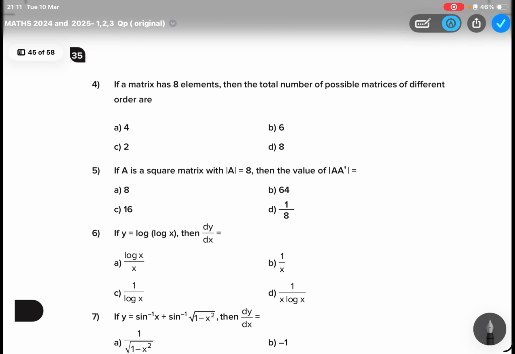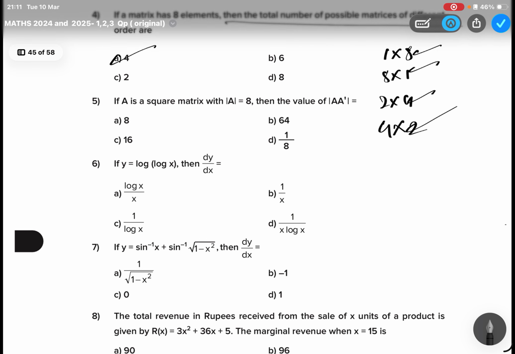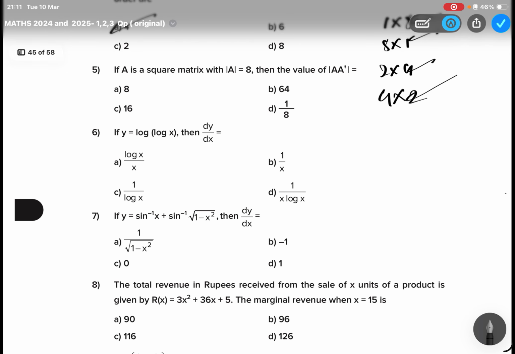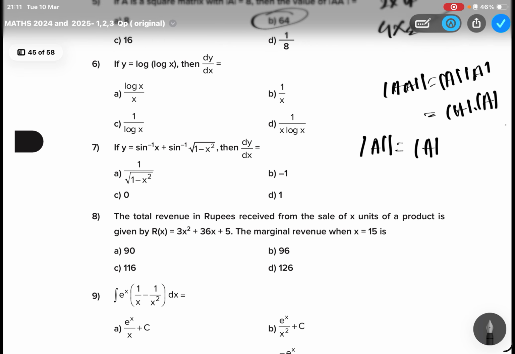8 elements are there. Total number of possible matrices of order 8: 1 into 8, 8 into 1, 2 into 4, 4 into 2. 1, 2, 3, 4 possibilities. If A is a square matrix with the determinant of A is 8, then the value of determinant of A into A dash, already you know, determinant of A dash is equal to determinant of A. So that will be 8 into 8, it will be 64.